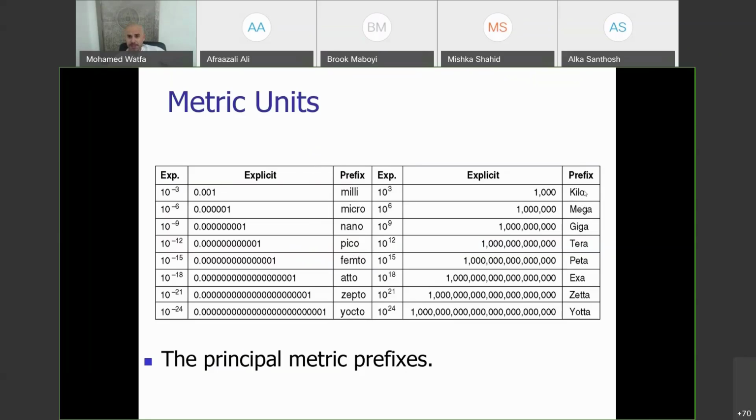So a kilo, again, could be bytes. A kilobyte is 1,000 bytes. A megabyte is 1,000,000 bytes, so it's 1,000 kilos. So it's kilo, mega, giga, tera, peta, exa, zetta, yotta. You can see they're very similar. Here you have yotta, here you have yocto. Zetta, zepto. So these are the big ones.